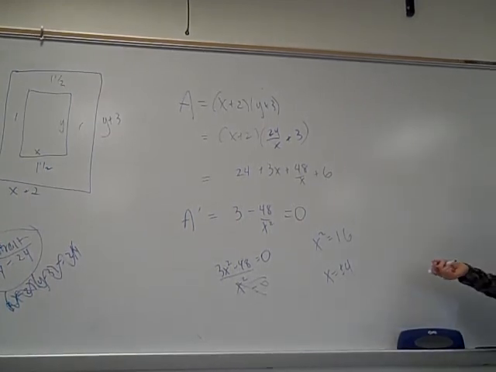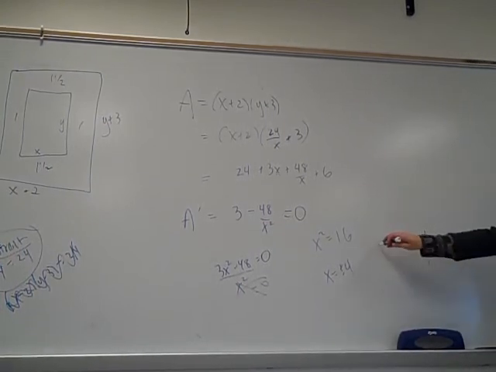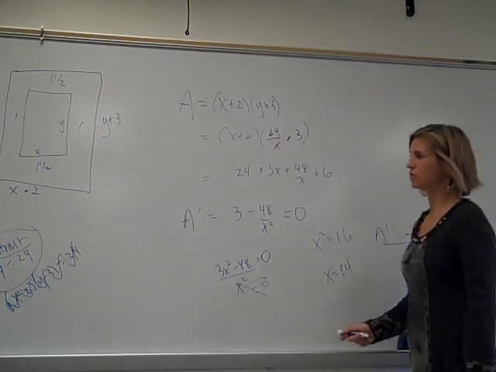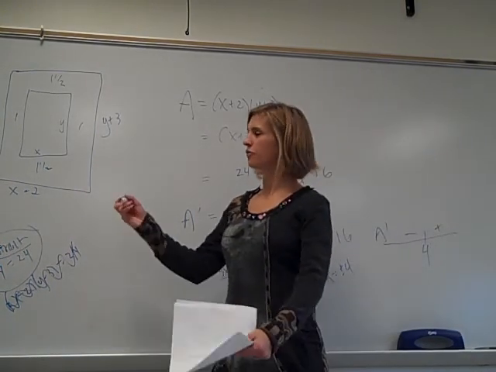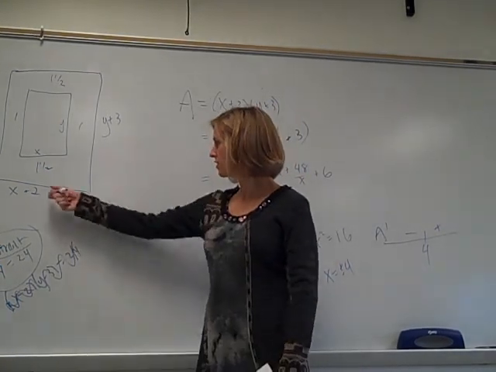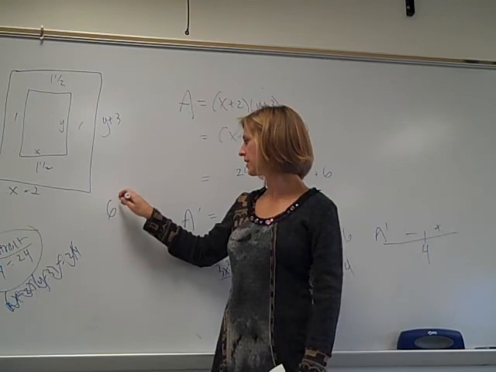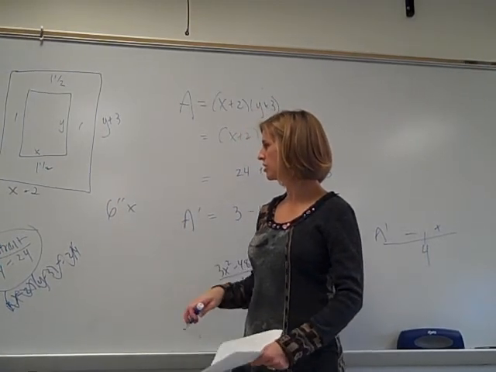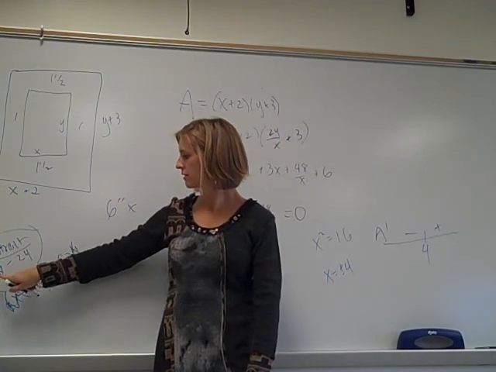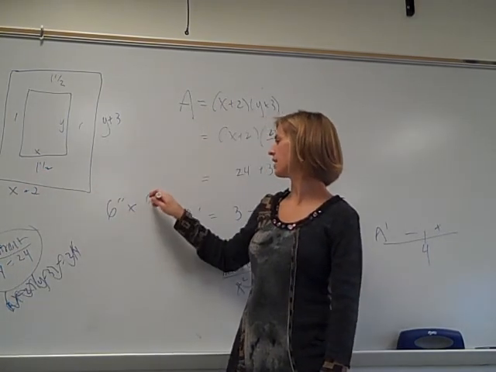So I don't really have to test it because the only viable option is 4, and that's going to work. If I did test it, it would work out. They're just set up to work out. So if x equals 4, don't forget to answer your question. They want the dimensions of the page, right? So if x is 4, we're going to have 6 inches by, if x is 4, what's y? 6, so the other side is 9.